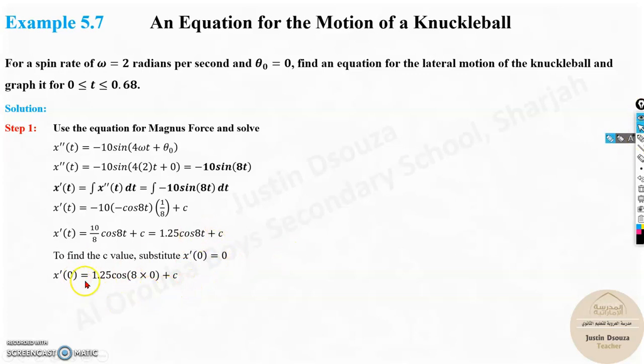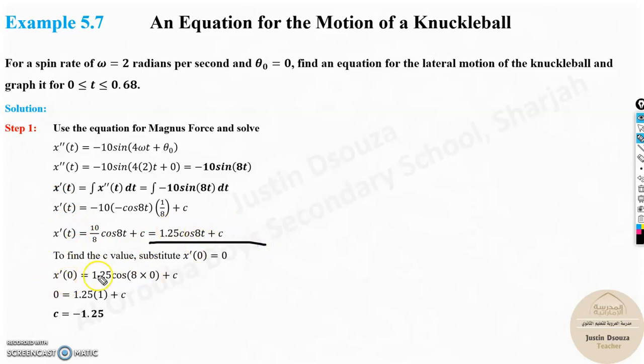But remember, don't directly take the answer. Why? The C value varies. In the previous sections, I told you the C value varies when it is a trigonometric function. Here we have a trigonometric function, that is sine or cos. The C value may change. If it's 0, it may not be 0. You need to substitute. x dash of 0 is 0. Now put 0 everywhere in this equation.